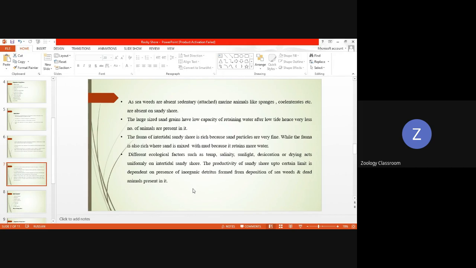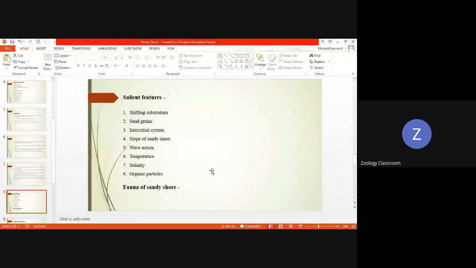The different ecological factors such as temperature, salinity, sunlight, desiccation or drying act uniformly on the intertidal sandy shore. The productivity of this sandy shore up to a certain limit is dependent on the presence of inorganic detritus formed by deposition of seaweeds and dead animals present in it. Now, some of the salient features of the sandy shore, that is shifting substratum.